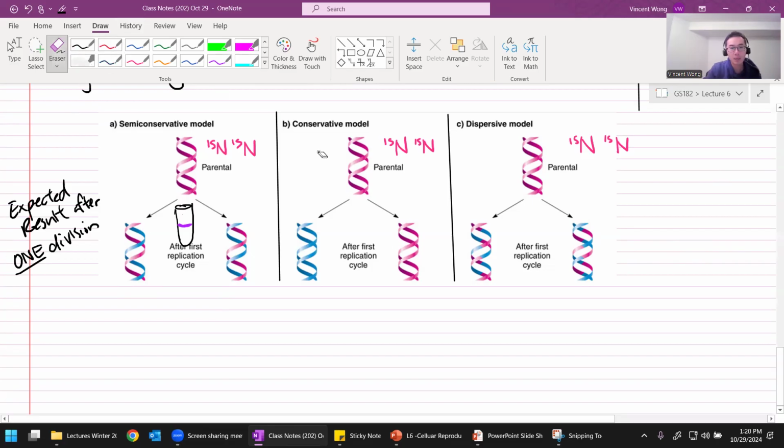Okay. What about if it's the conservative model? Conservative model means you keep the entire original thing and then you make a copy of it. And if you extract the DNA and spin it down, where do you expect the DNA to be? Okay, it could be at more than one place. So please tell me, is it top, middle, or bottom? Okay, choose all the correct answers.